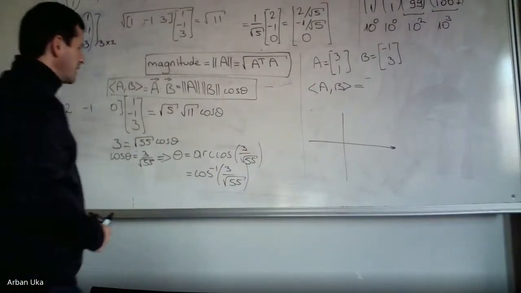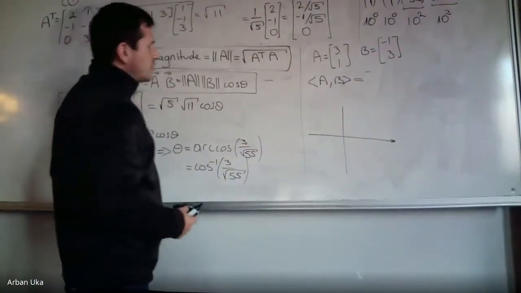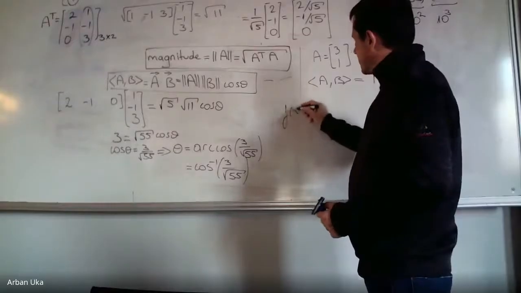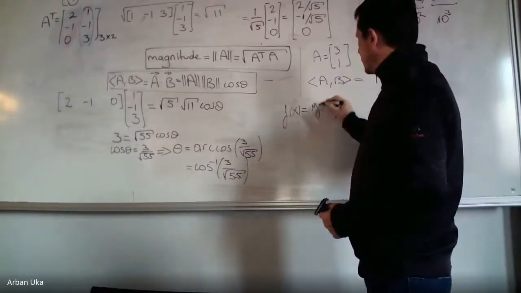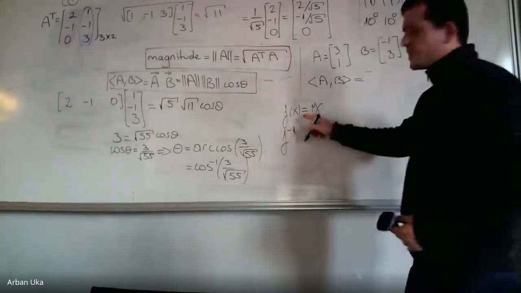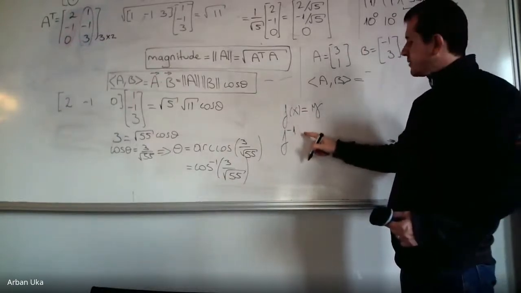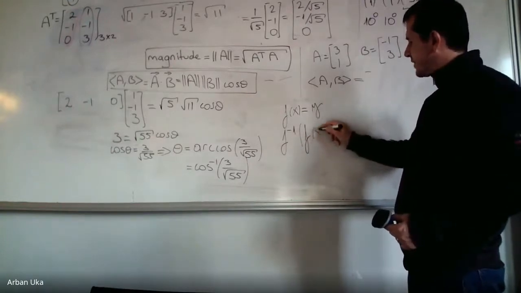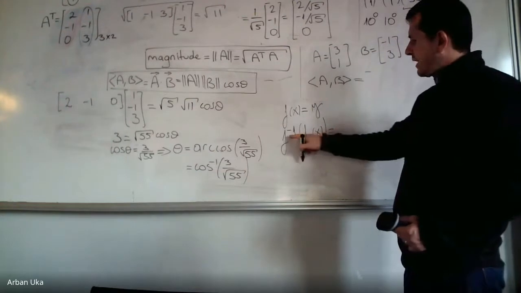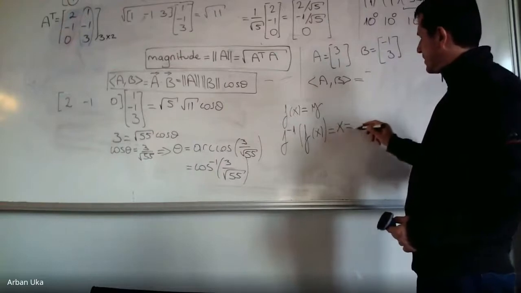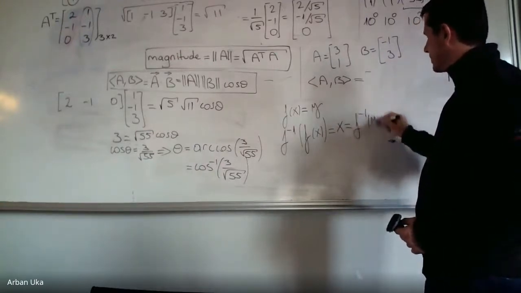So, let's clarify this. We have f of x is equal to y, okay? We can multiply both sides of this equality with f inverse, okay? And what we get is f inverse of f of x. Now, f inverse of f of x, they are inverse of each other, so this is equal to x. And at the same time, this is f inverse of y.